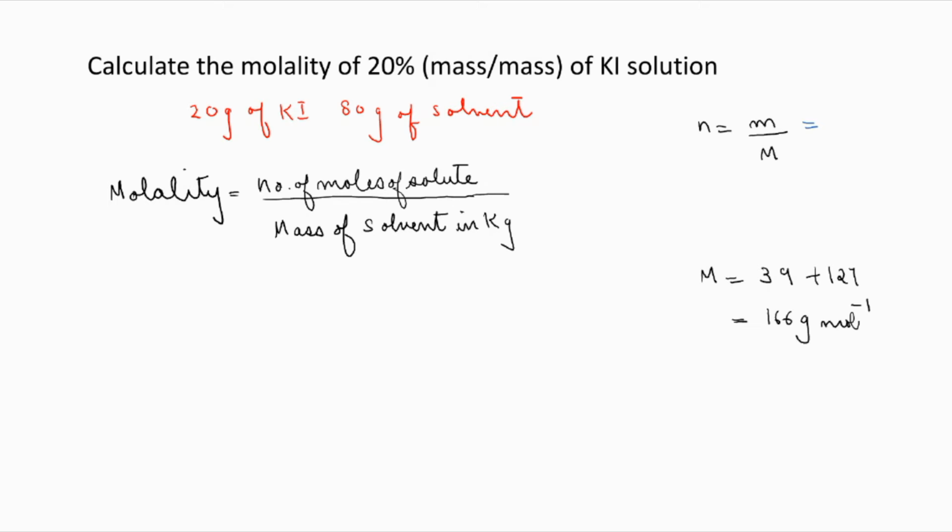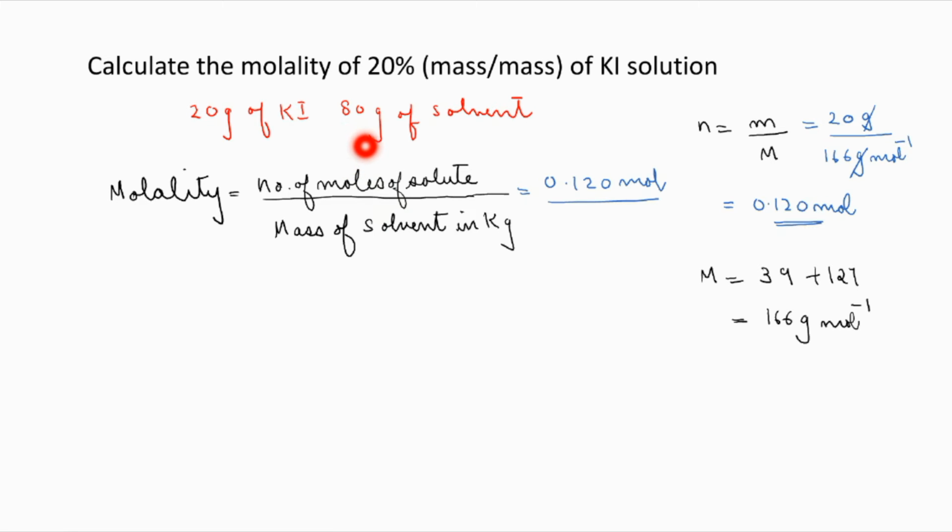Now substitute here. Mass of the solute will be equal to 20 gram divided by molar mass of the solute. Molar mass of potassium iodide is 166 gram per mole. So gram will be cancelling and you will be getting the number of mole as 0.120. Correct? Now substitute the value over here in molality. Number of moles we got already 0.120 mole divided by what will be the mass of the solvent? That will be 80 gram.